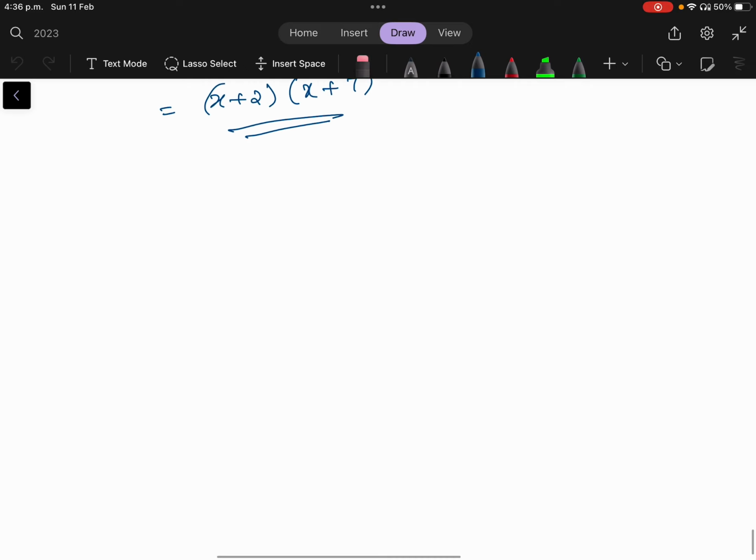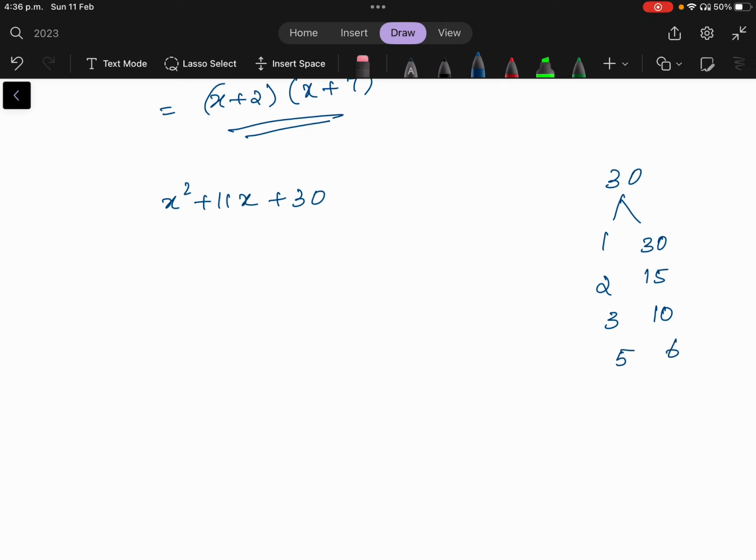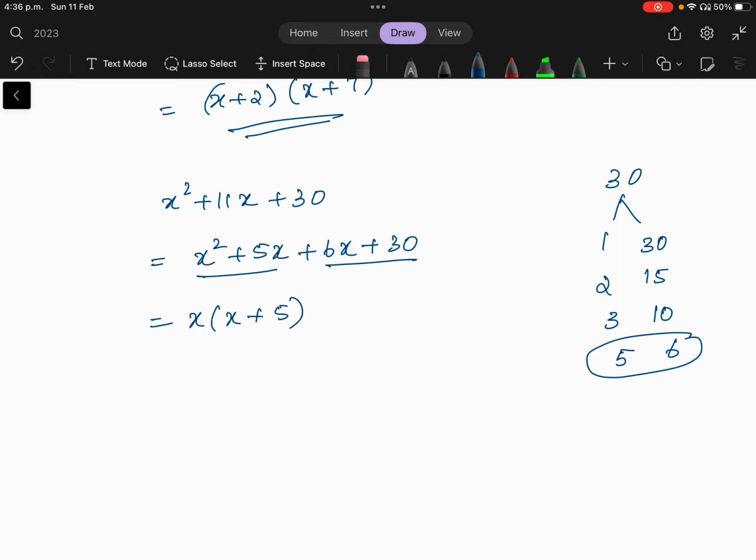Now moving on to some other question. Let me try this also. x square plus 11x plus 30. So 30: 1 and 30, 2 and 15, 3 and 10, 5 and 6. So what added will get 11? 5 and 6. That's equal to x square plus 5x plus 6x plus 30. Combine these two: x times x plus 5, plus 6 times x plus 5. That is equal to x plus 5 times x plus 6.